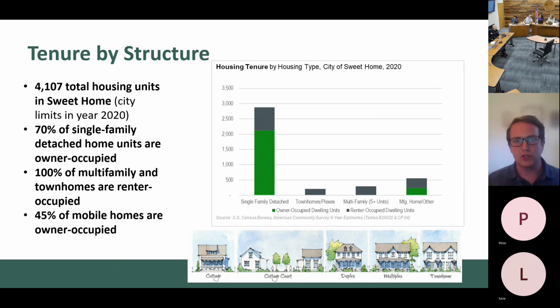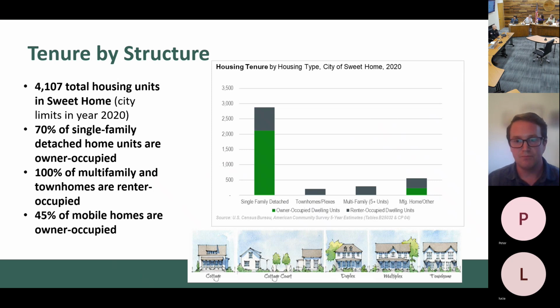So the way that we tend to look at this is we see the population growth, and then we take a look at what's existing on the ground from your housing stock perspective, to kind of get a sense for what we expect future development to look like. And this graph here shows what's on the ground right now. That green portion of each one of these bars is owner-occupied dwellings, and the gray bar is renter-occupied. So you can see that most of your housing stock is in the single-family detached category. And then next would be manufactured homes, then multifamily, then townhomes and plexes.